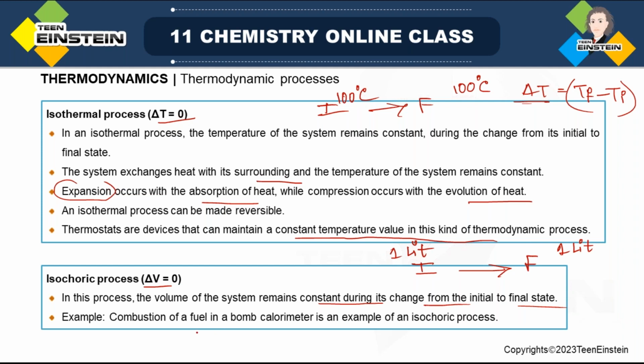Example, combustion of fuel in a bomb calorimeter is an example of isochoric process. So the bomb calorimeter is such a device where we do combustion of fuel, that is, suppose any hydrocarbon you have taken and then you are burning it in oxygen, there will be production of carbon dioxide and water. There will be a tendency to change in volume, but this device is such that it will help us to keep volume the same.